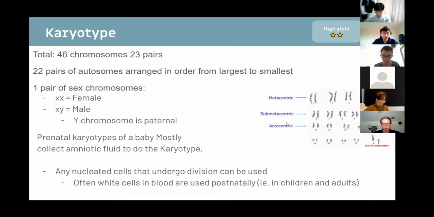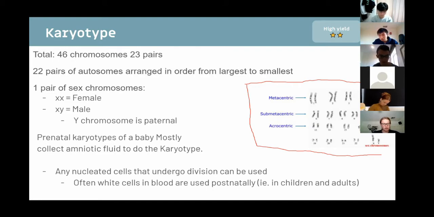What is a karyotype? A karyotype looks like this. It is a collection of the pairs of homologous chromosomes taken from a nucleated cell during the M phase of cell division. There are 22 pairs of autosomes, ranged from largest to smallest, with one pair of sex chromosomes, which are these little ones. The Y chromosome is only paternal. The mother's not going to give a Y chromosome.